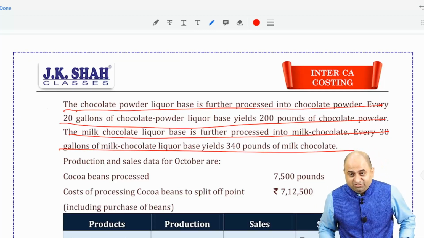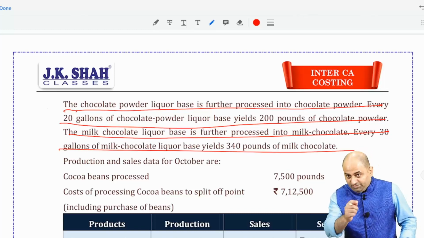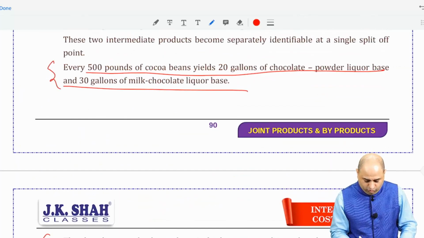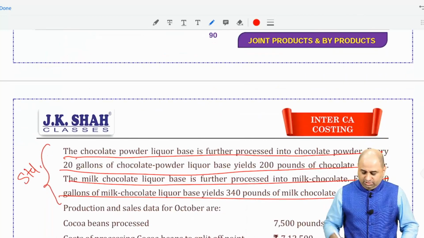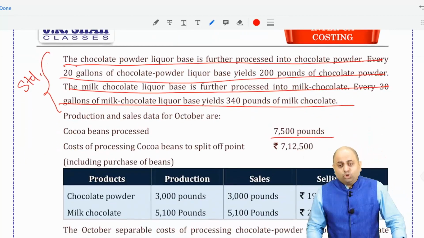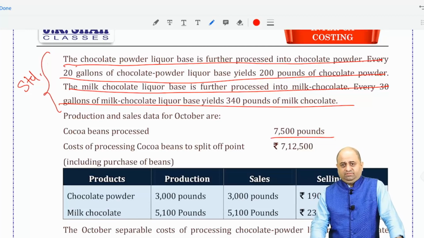Now, since this is a revision lecture, I can take the benefit and now use very technical words. This information given to you was a standard. Your actual information was different. So we had to calculate, revise the standard. Yes, you heard me right. You had to calculate revised standards.